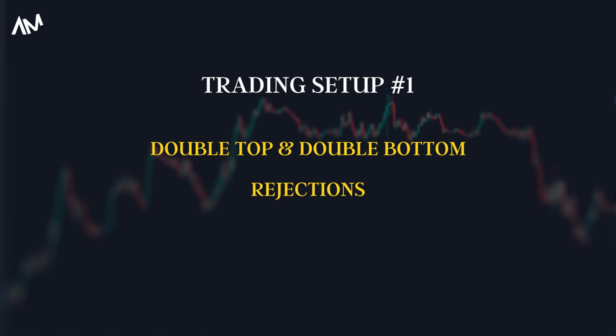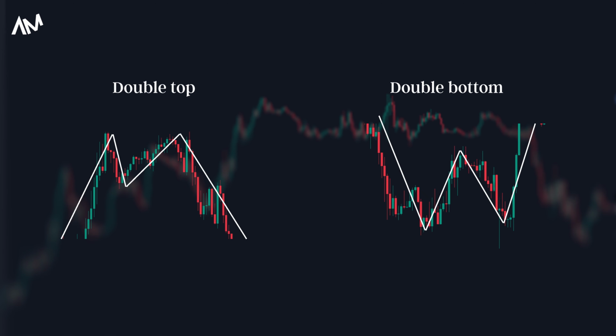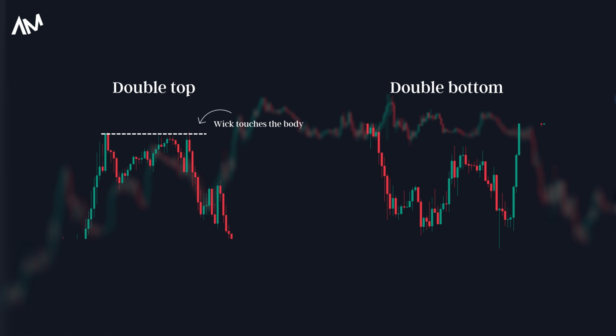The double top or bottom is a popular pattern amongst price action traders. It takes the form of an M shape and is characterized by two rules for it to be considered valid. Firstly, the wick of the lower test must touch the body of the higher test, and secondly, the body of the higher test should not exceed the wick of the lower one.